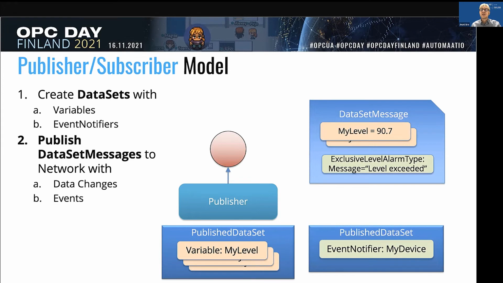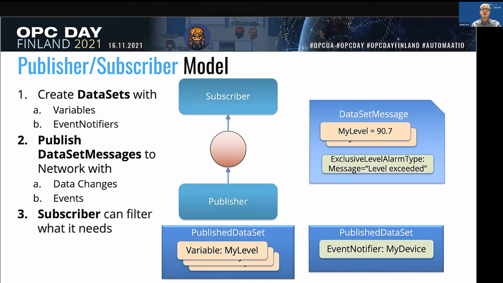So this, in fact, looks pretty similar to the subscription model in the client-server version, in that we are publishing similar data, but in a little bit different manner. And now you can have a subscriber, or actually any number of subscribers, that can then filter out information that is published into the network. But the subscribers don't define what is published in the network. So that's the difference.